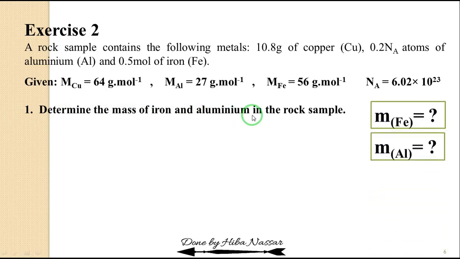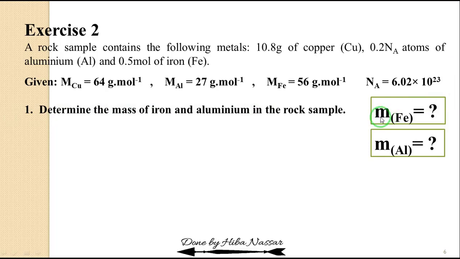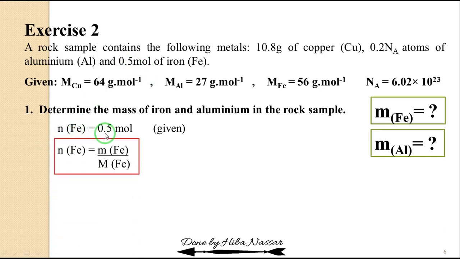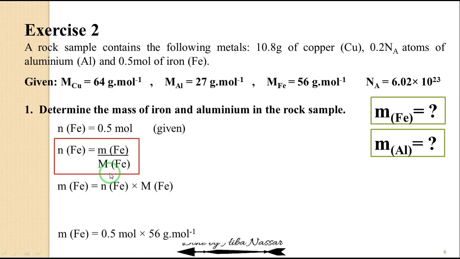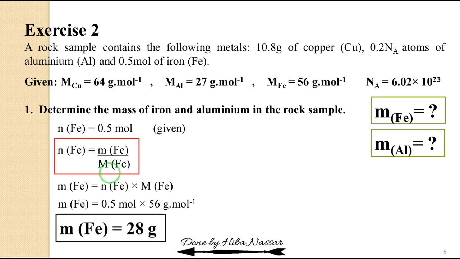So here you need to find the small letter m, the mass for iron and for aluminum. So let's start calculating the mass of iron. The only information you have is the number of mole for iron, n equals 0.5 mole. So we can say that n equals mass over molar mass, and directly you can calculate the mass of iron, which is equal to the number of mole times the molar mass, and you will find that the mass of iron is equal to 28 gram.